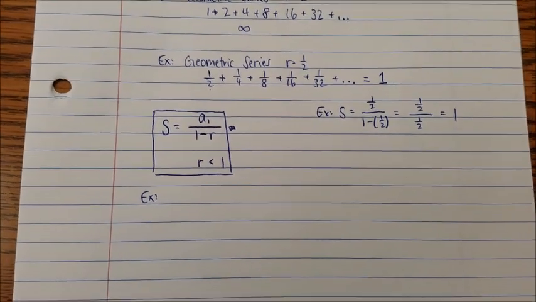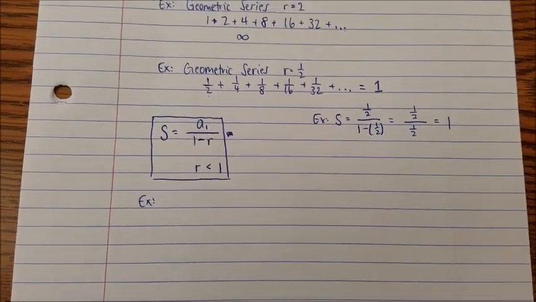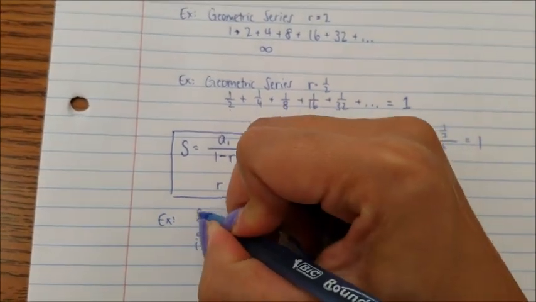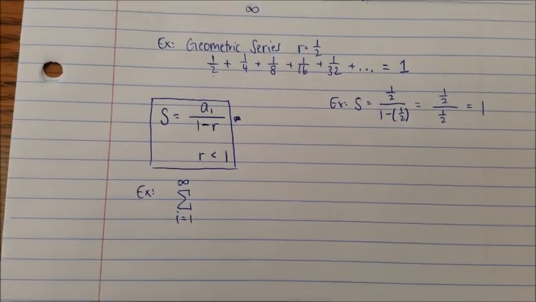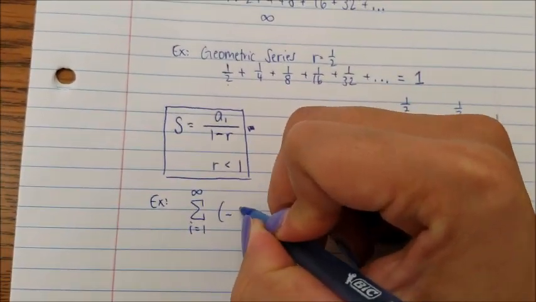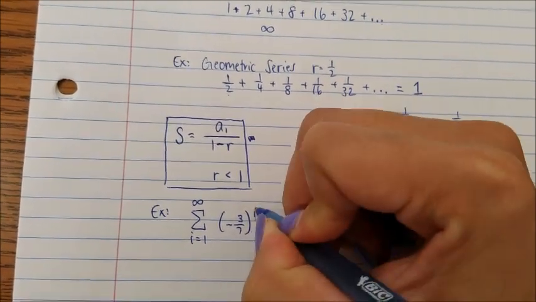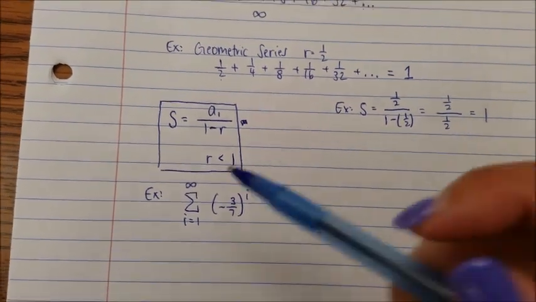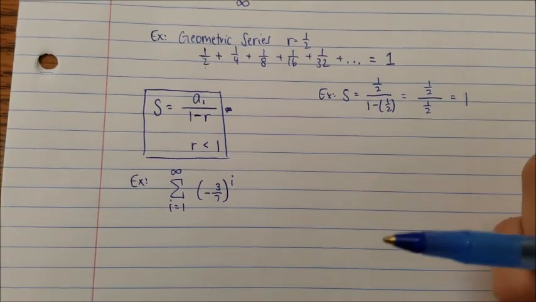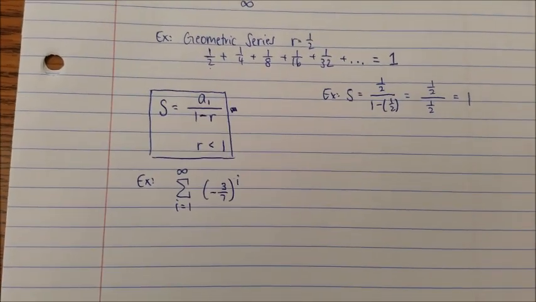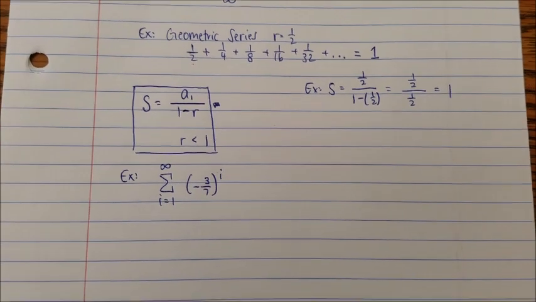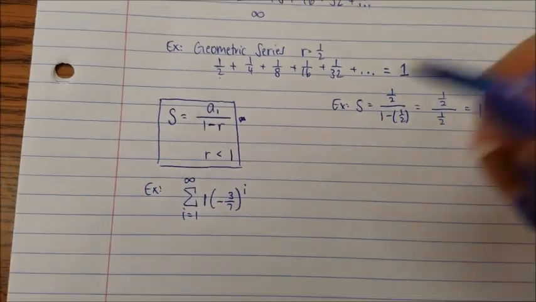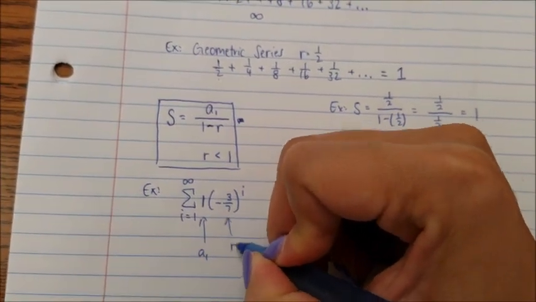So let's say we have an infinite series. I'm going to start with i equals 1 for our first term number, going all the way to infinity, of negative 3 over 7 to the i. So first, how do we tell if this is geometric or arithmetic? We're looking at this formula right here. It's got an exponent to it, so that automatically matches the geometric a_n formula. So I know that A1 is, there's technically a 1 here, so that's A1, that's R.